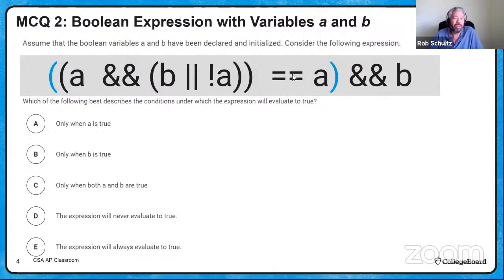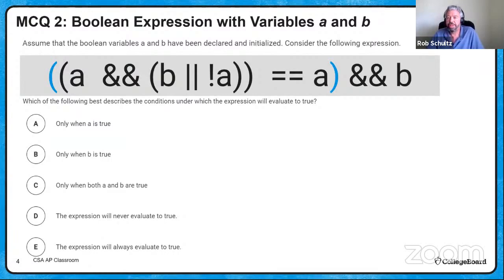But then I remembered that equal comes before and, which means we evaluate everything in the parentheses, and then we evaluate whether or not it's equal to just A, and that gives us a true or a false. Then we take that true or false and add the and B. So the answer to this one is actually correct as listed.